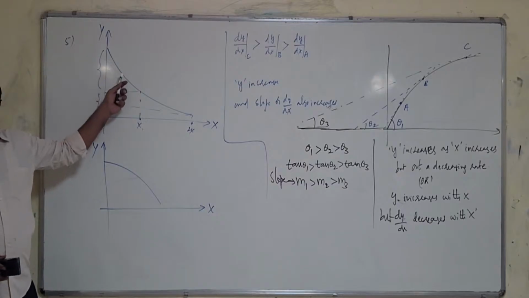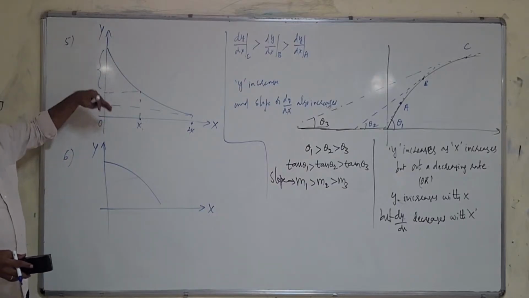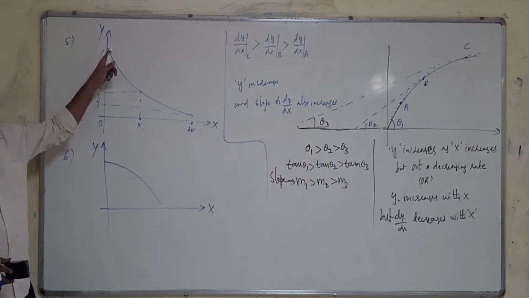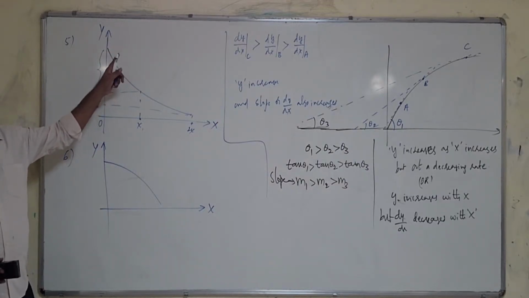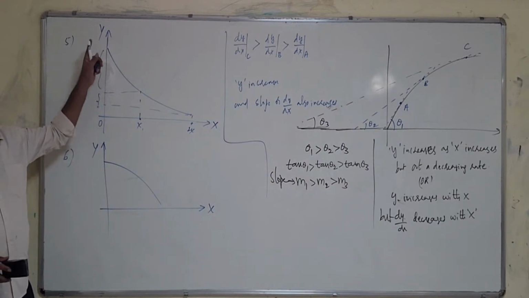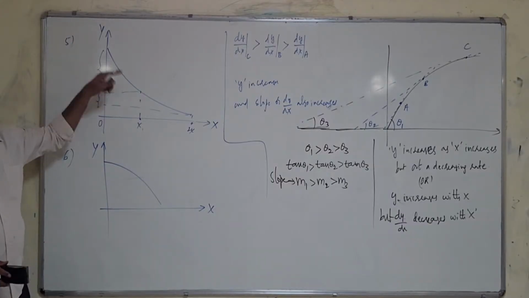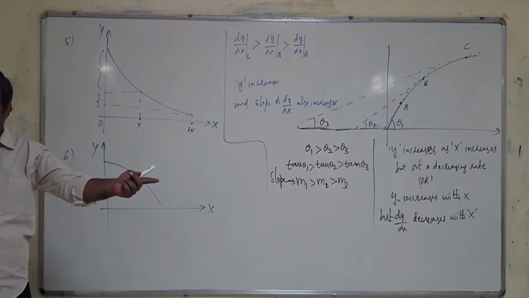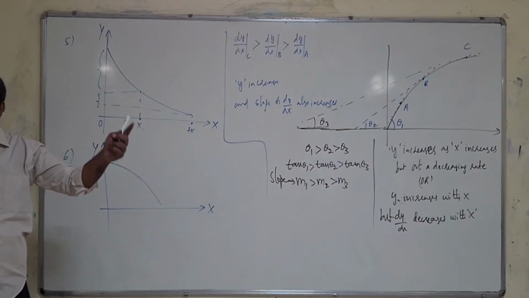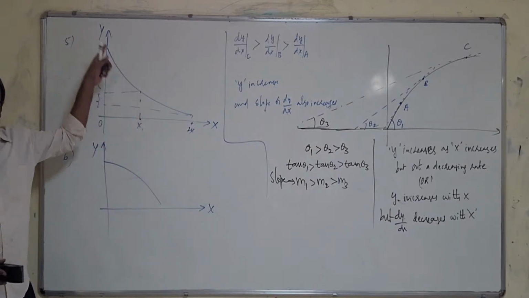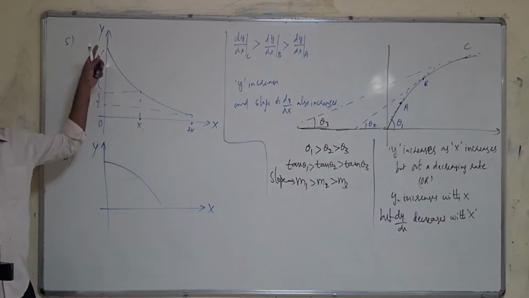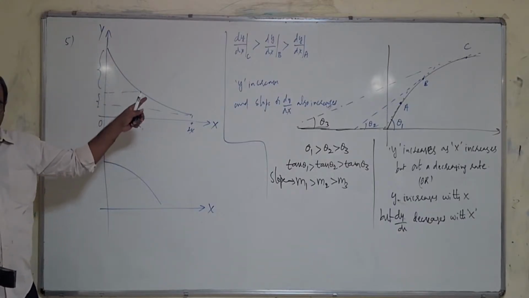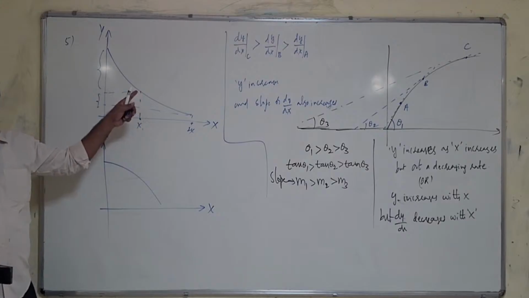So the rate at which you are decreasing your height is more at initial stage. So this is y decreasing at a decreasing rate. You understand this? Initial rate of decrease is more. Are you following what I'm saying?